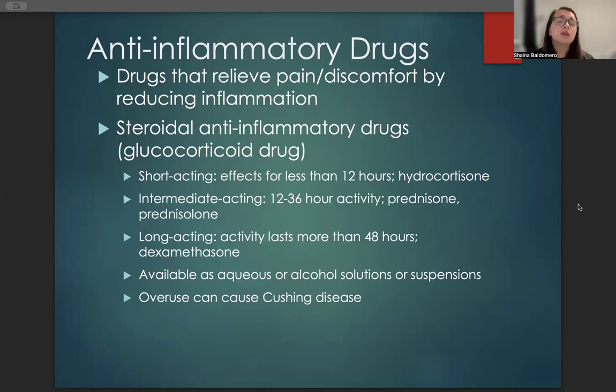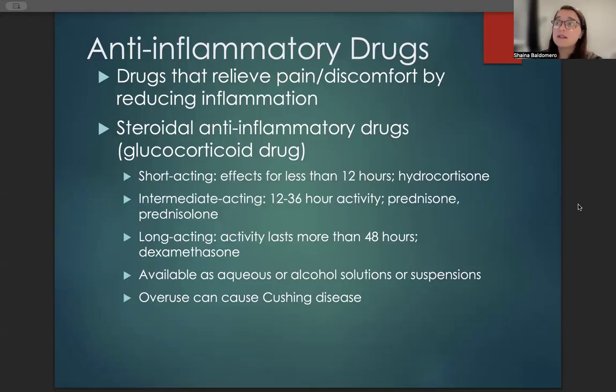But if we overuse steroids, we can run into problems. It can cause Cushing's disease, which is hyperadrenocorticism. That's when there's just an overload of steroids, an overload of stress hormones in the body, and it causes the adrenals to just go on absolute overdrive to the point where they can start failing. So we do have to be aware of that if we are using steroids, especially routinely in a patient. We do want to try to keep that to a minimum.